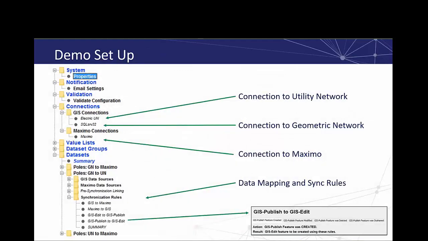Before we turn it over to Paige, I just want to highlight a few areas that you'll see on the screen. One of the areas is the connections. GeoWorx Sync needs to make connections to the data stores that you're synchronizing. So we'll have an electric utility network connection, and then a connection to the geometric network. Paige will talk about those 2 connections. And then we have a third connection to Maximo.